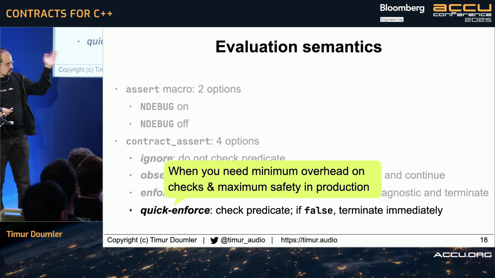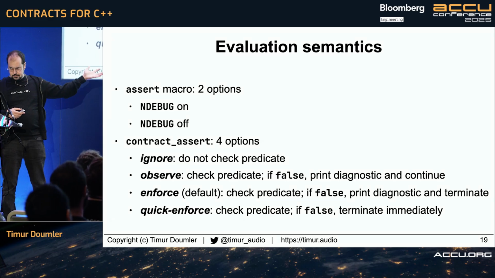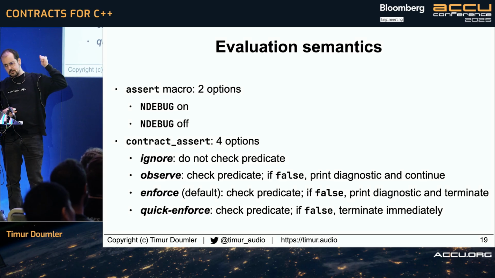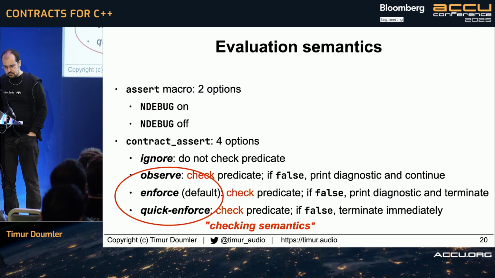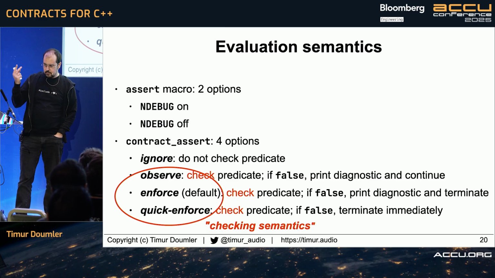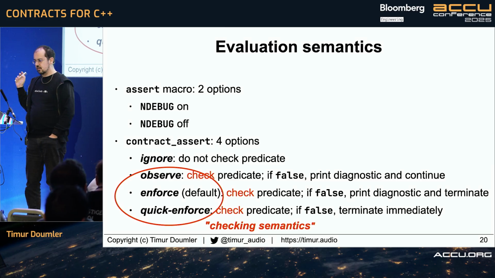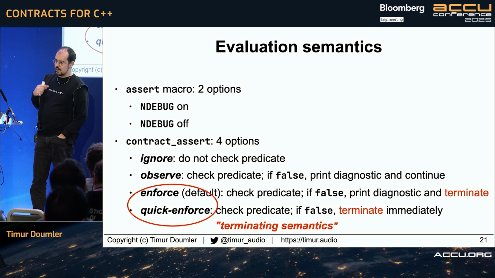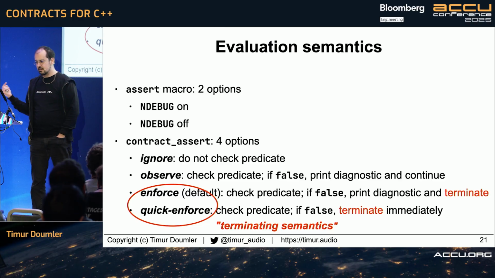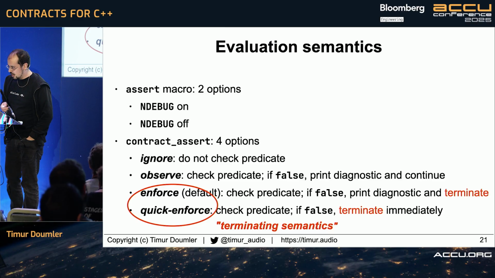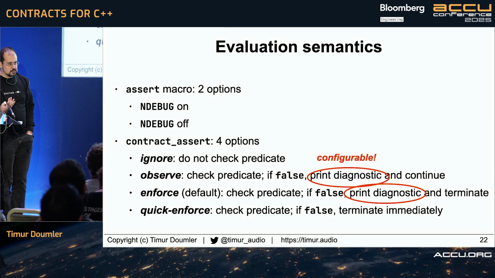So that is also a very, very important semantic. So you get all 4 options with contract assertions in C++26, and all of those 4 have important use cases. Those 3 semantics, observe, enforce, and quick enforce, are called checking semantics because they are checking the predicate. And the last 2, enforce and quick enforce, are called terminating semantics because if the predicate fails, they terminate your app. And one more thing is, by default, they print a diagnostic. That's the recommended default behavior.